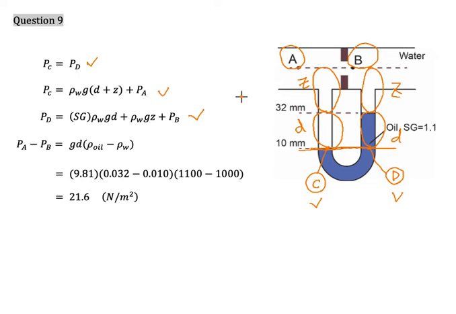Then we could calculate PA minus PB because we already have three equations here. From these three equations, we could say that PA minus PB is equal to this one. We substitute all the values, and then we get the pressure difference between point A and B. It is equal to 21.6 Pascal.